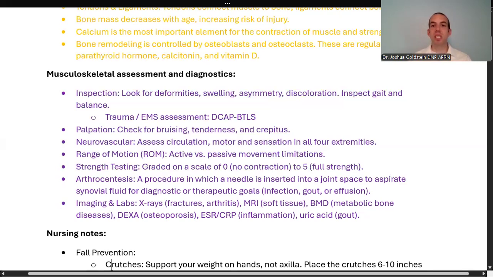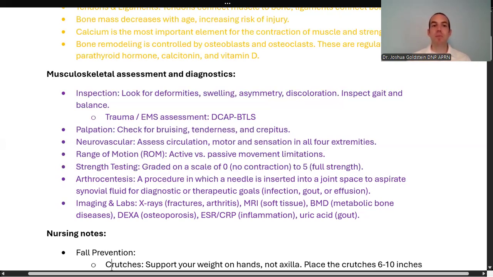Arthrocentesis is a procedure in which a needle is put into a joint in order to aspirate, in order to pull out fluid, specifically synovial fluid. That's the fluid that's in our joints. And it's used for diagnostic purposes if we're not sure if there's an infection there, or therapeutic purposes. If we know there's an infection, we need to get rid of it. So those are the two different things. Again, something that you should know in arthrocentesis.